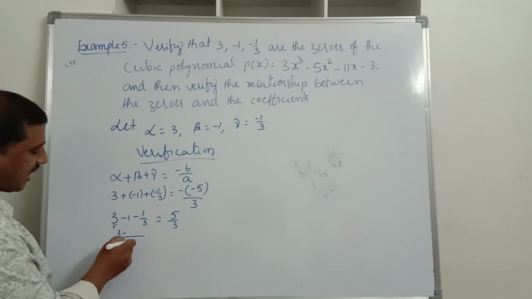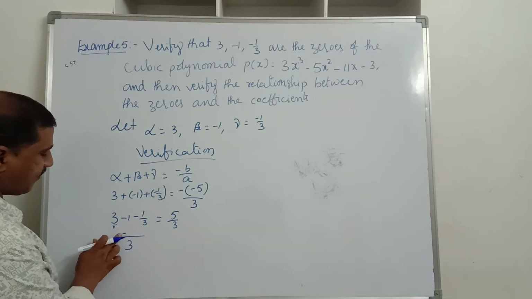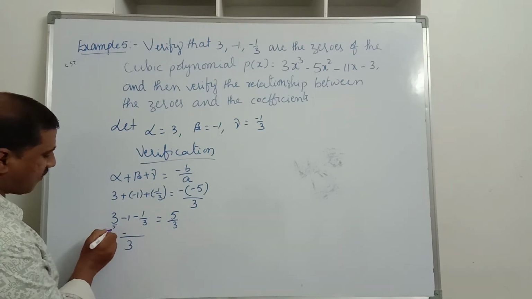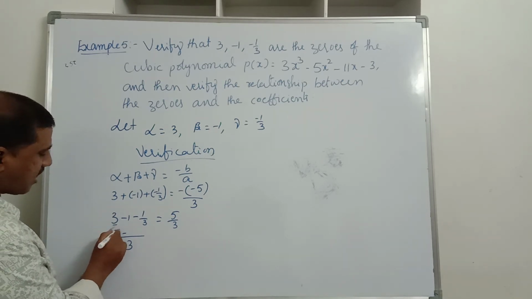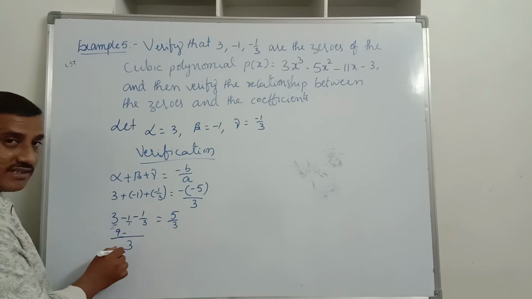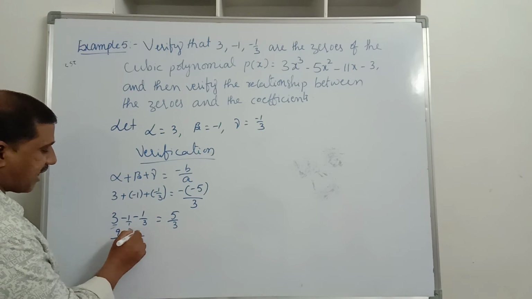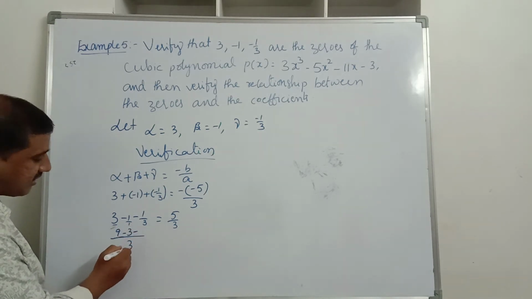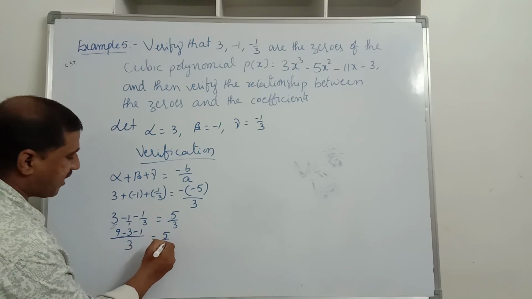1 3s are 3. 3 into 1 it is 3. Sorry, here the denominator it is 1. 1 3s are 3. 3 into 3 it is 9. We will get here 9 minus, here 1 by 1. 1 3s are 3. 3 into 1 it is 3 minus 3. And then minus 3 is the denominator. 3 1s are 3. 1 into 1 it is 1. That is equal to 5 by 3.